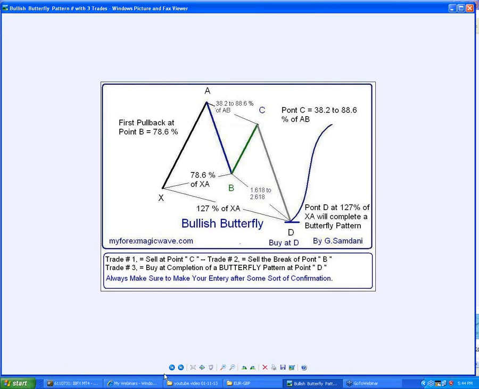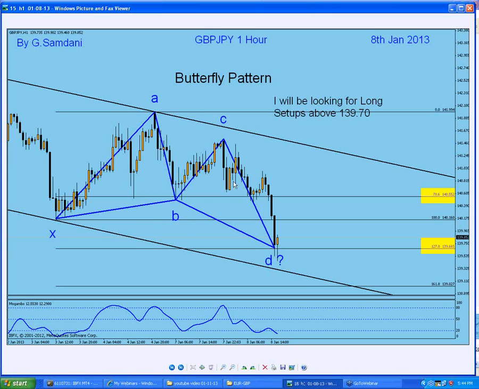So let's see. This is the diagram here, the butterfly, and this was the shape. It came on the January 8th in pound yen 1 hour chart. And as you all know, the pound yen was and is still in a very, very bullish and highly bullish trend, okay, with a lot of momentum. And my target is, by the way, 146.50, around that area. The end target is making a huge butterfly on a weekly chart, okay.